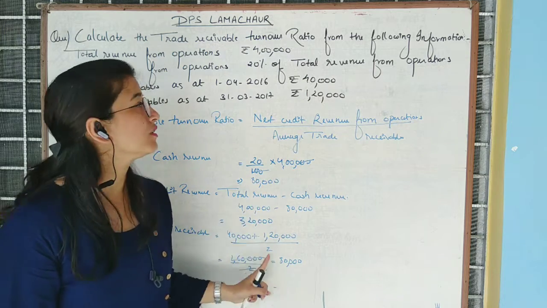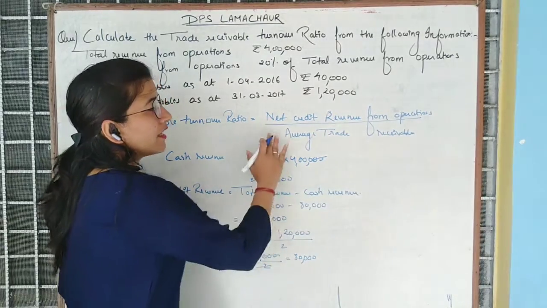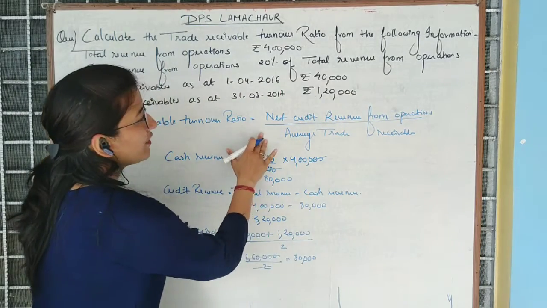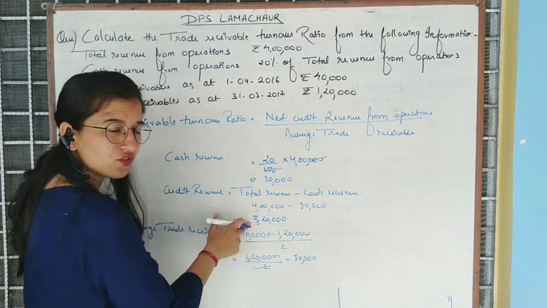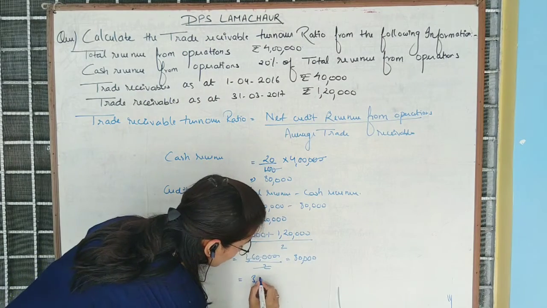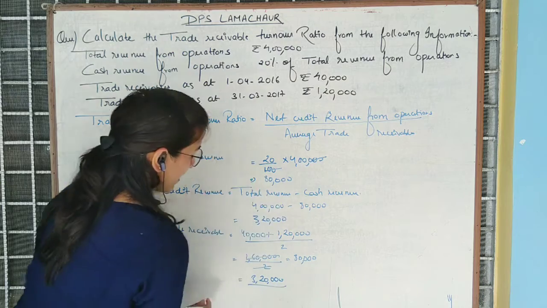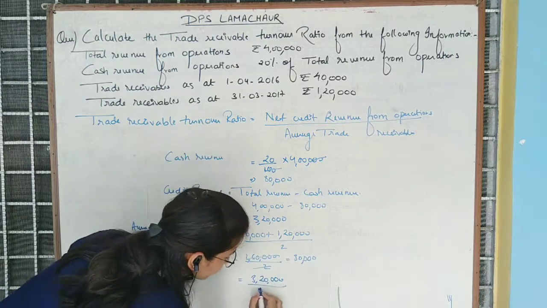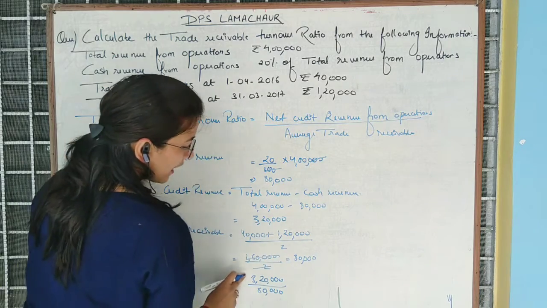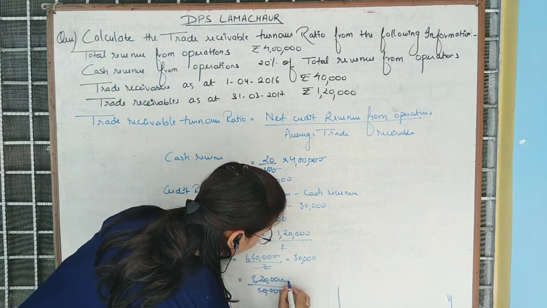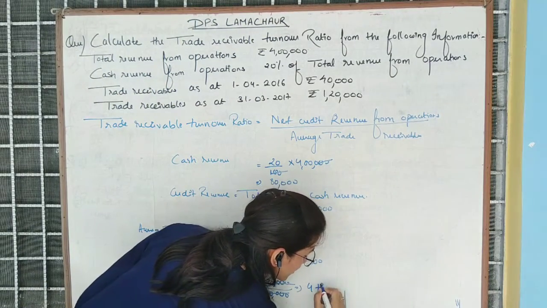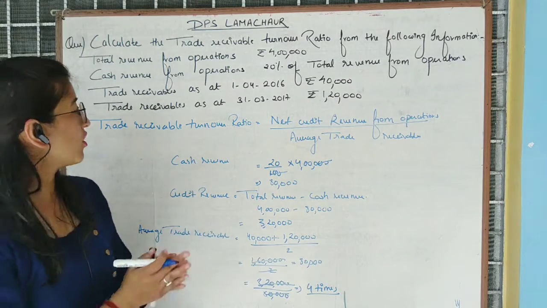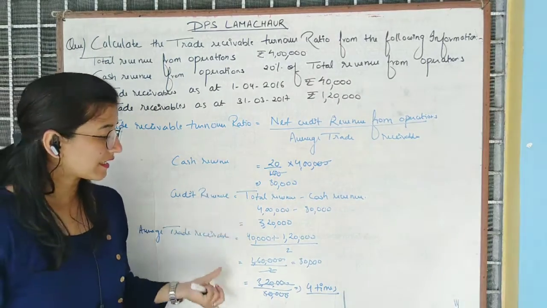Now we will put this amount in the formula. Formula is net credit revenue from operations divided by average trade receivable. So net credit revenue from operations amount is 3,20,000 divided by average trade receivable. So average trade receivable amount is 80,000. So by dividing 3,20,000 by 80,000, we get the trade receivable turnover ratio as 4 times. So this is how a question based on trade receivable turnover ratio is calculated.